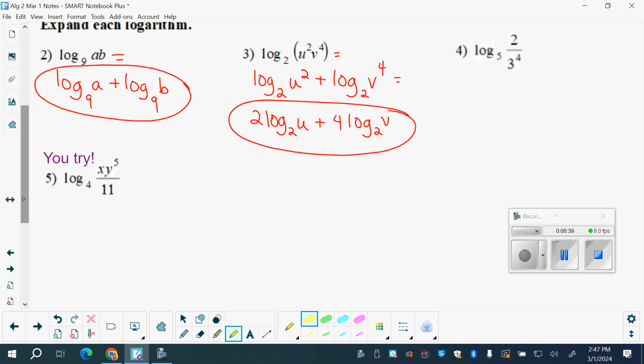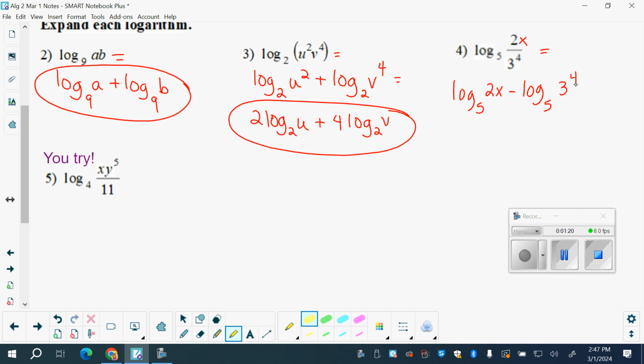I'm going to change this number 4. I'm going to change this to 2x here. So doing this one, this would be log base 5 of, let's do this division first. So division means subtraction. So we're going to say log base 5 of 2x minus log base 5 of 3 to the 4th. Follow me so far? Okay.